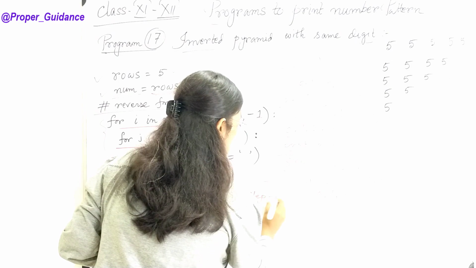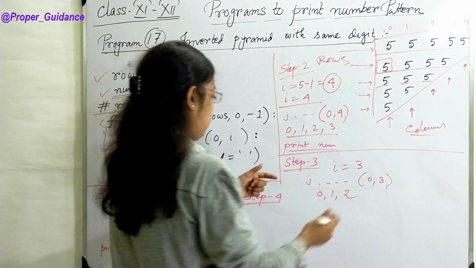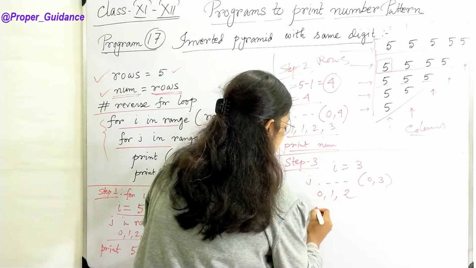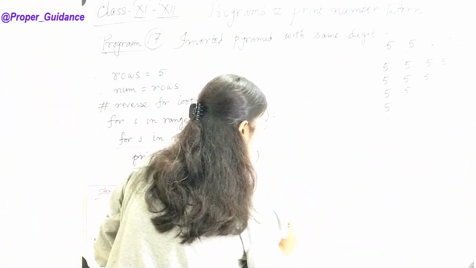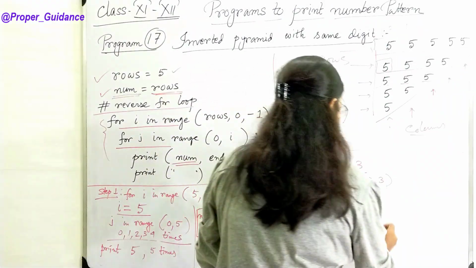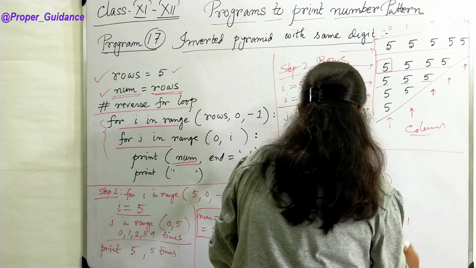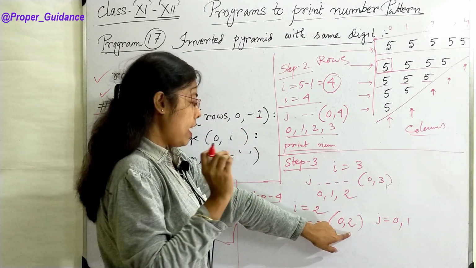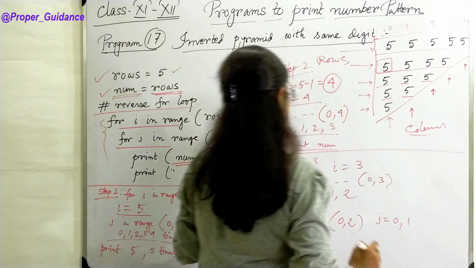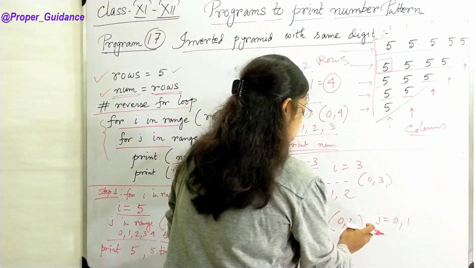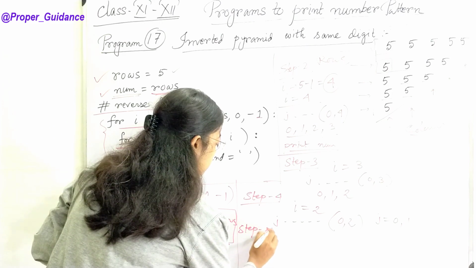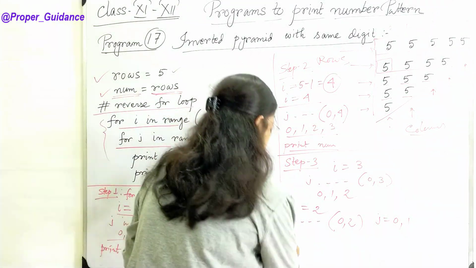Same steps will be done for step number 4 also, that is i equals 2. Then the range of j will be 0 to 2, and what is the value of j here? j will be 0 and 1, because 2 will be excluded, and for 0 and 1 it will again print 5 and 5. This is our 4th row, i equals 2. This is completed.